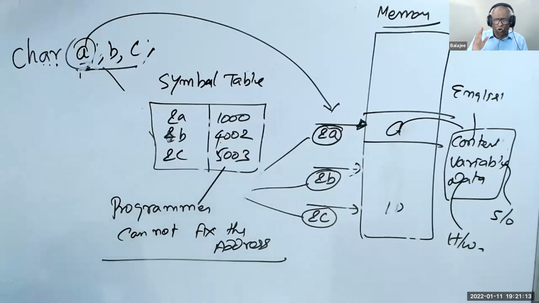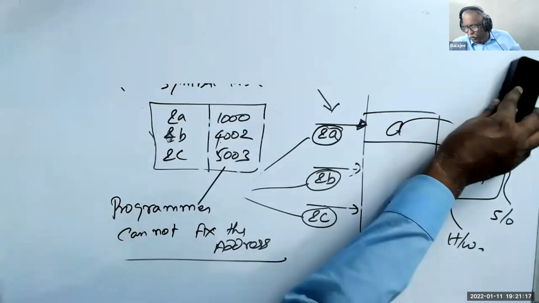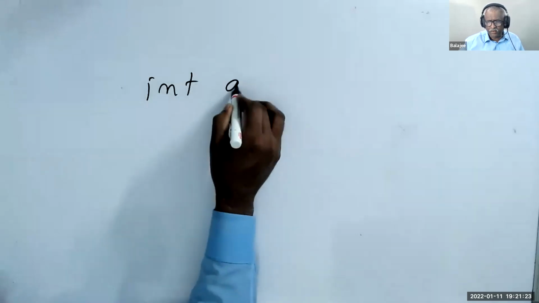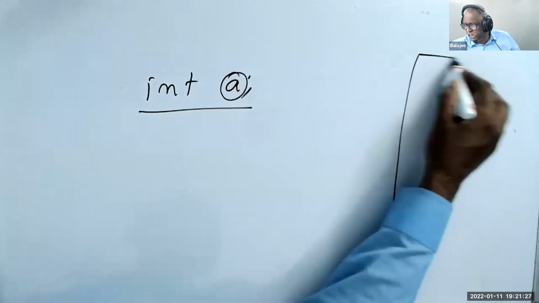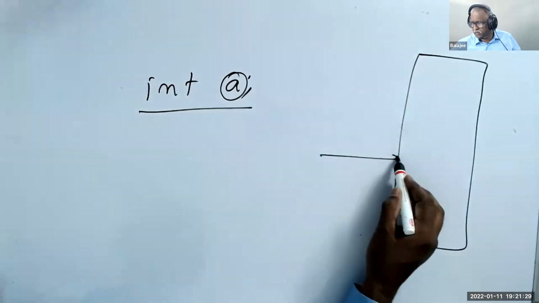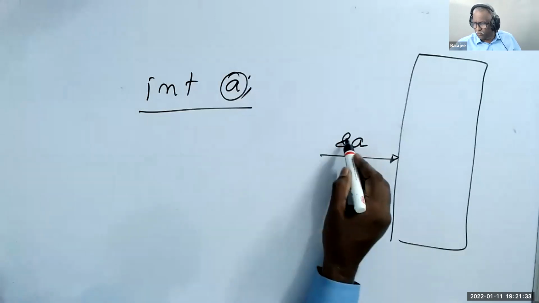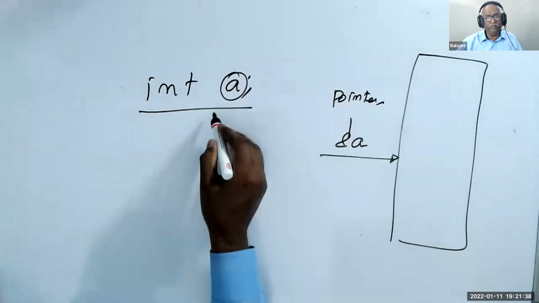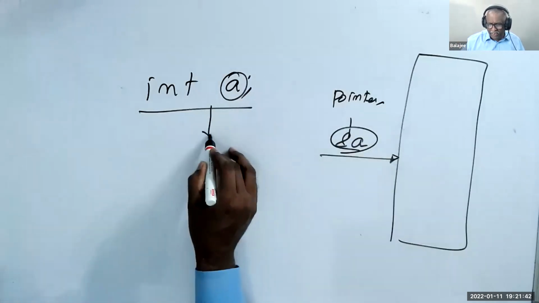So please understand one thing. Now if I write a program, int A, that means A has a location in memory. That location is called address of A. That is called a pointer. But where it is, you don't know. That is given by the compiler in the symbol table.